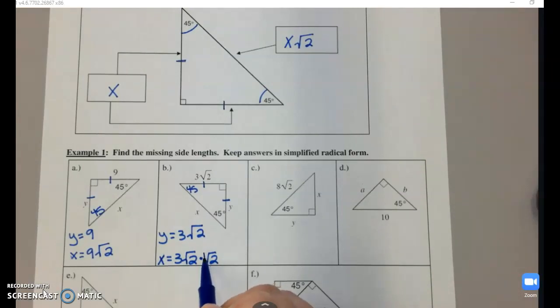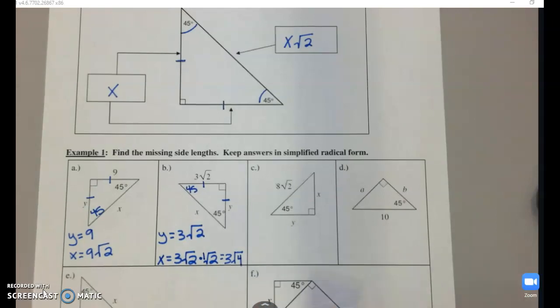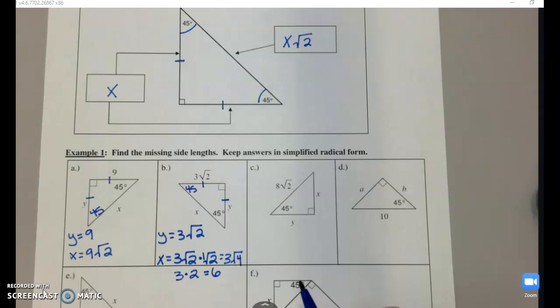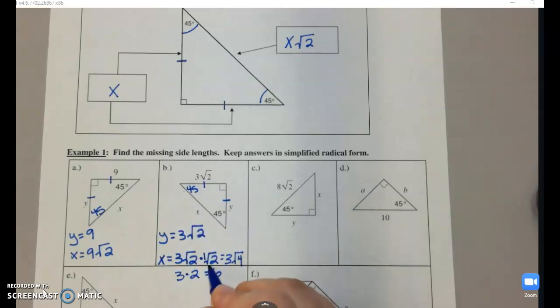So we have an imaginary 1 on the outside, so that's going to give us 3 square root of 4. And remember, the square root of 4 is 2, and I'm running out of room here, so I'm just going to go down just a little bit. I'm going to end up with 3 times 2, which is 6. So our hypotenuse here is 6.